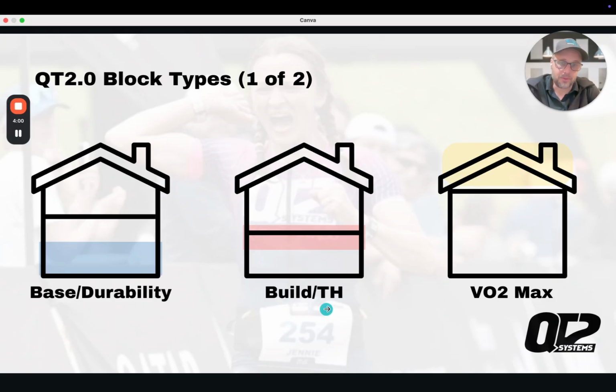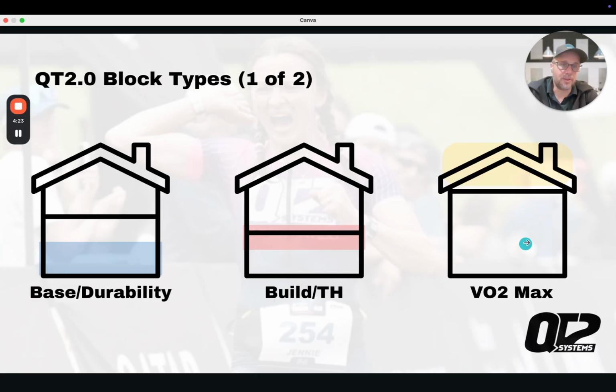During a build threshold block, we have too much physiological attic space. Our critical power, critical speed is occurring at too low a percentage of our power or speed at VO2 max, and so we work at intensities that are right around critical power, critical speed to close this space.